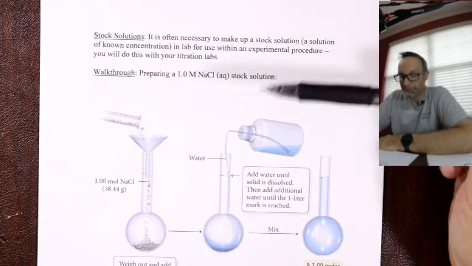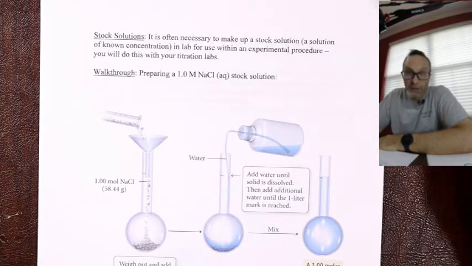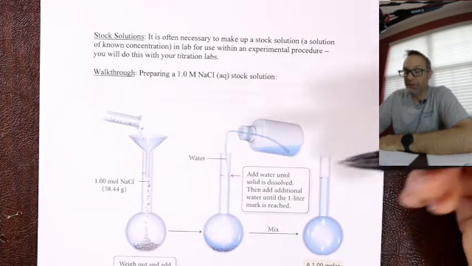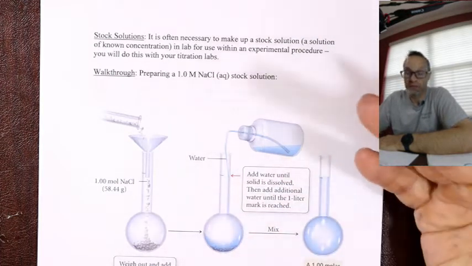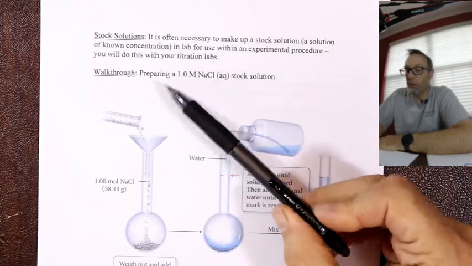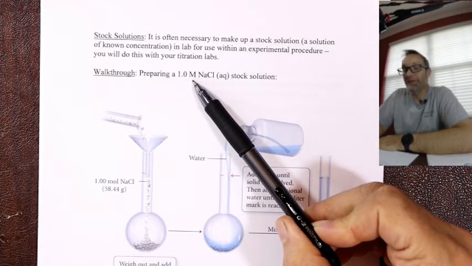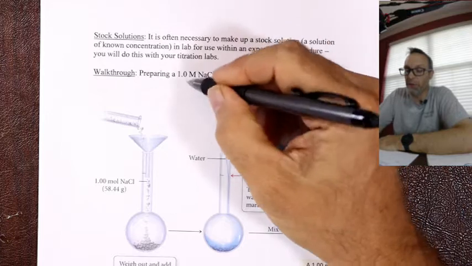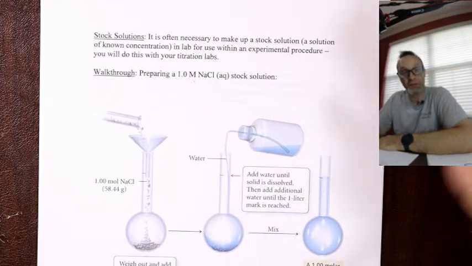Okay, so you need a stock solution. A stock solution is just a solution of known concentration. So if I want a 1 mole per litre solution, what does that mean? It means 1 mole is swimming around in 1 litre total volume.